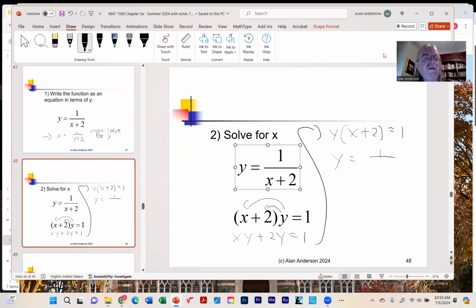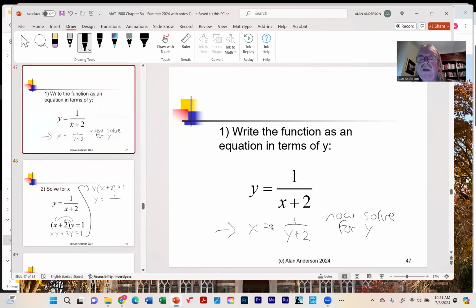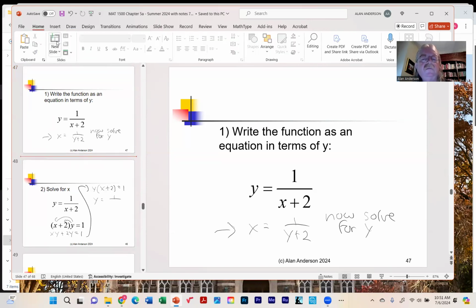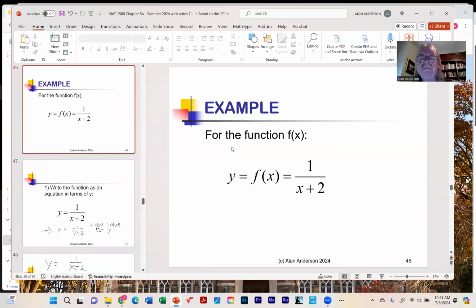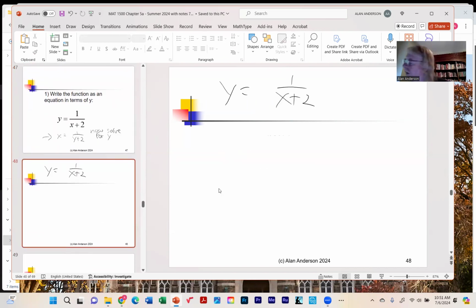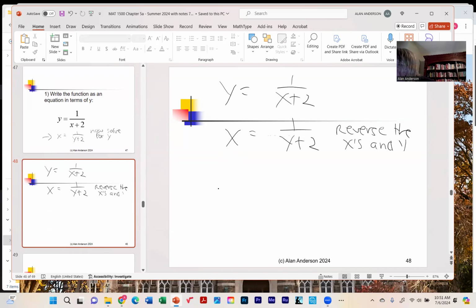Okay, so what's supposed to happen is that we write this as x equals 1 over y plus 2. All right, let's copy that one more time. y equals 1 over x plus 2. That's the function that we want to invert. So that's what we did here. Now we solve for y.